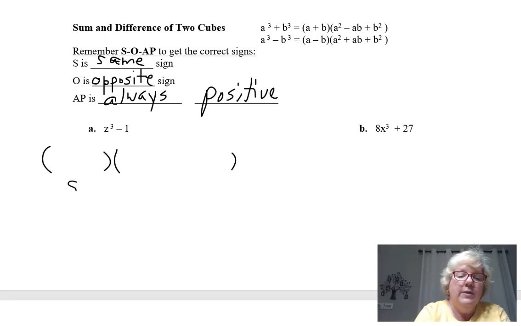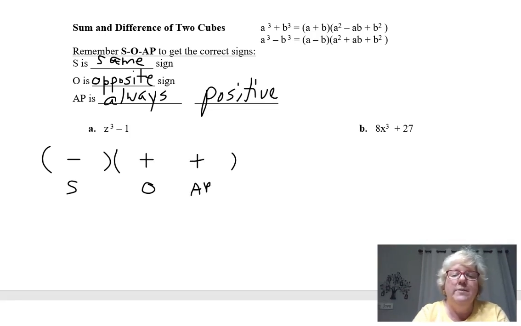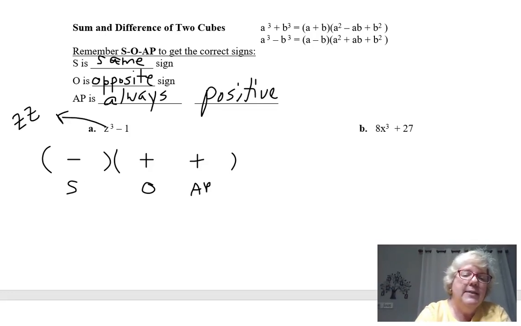I will use the same sign, which here is a negative, same as the original problem. The opposite sign, which opposite of negative is positive. And then the last sign will be always positive. Next, what you'll do is think about what is being cubed. In the first term, that would be z times z times z.